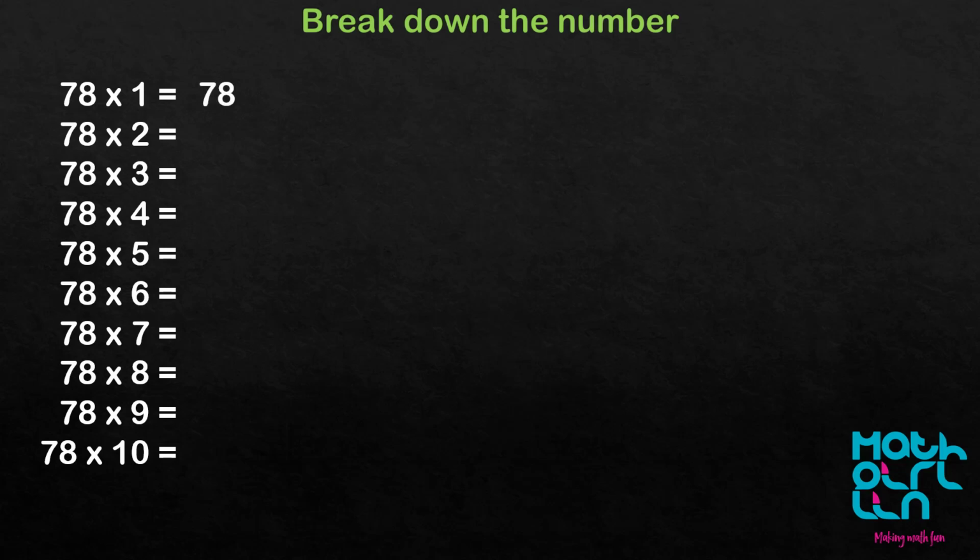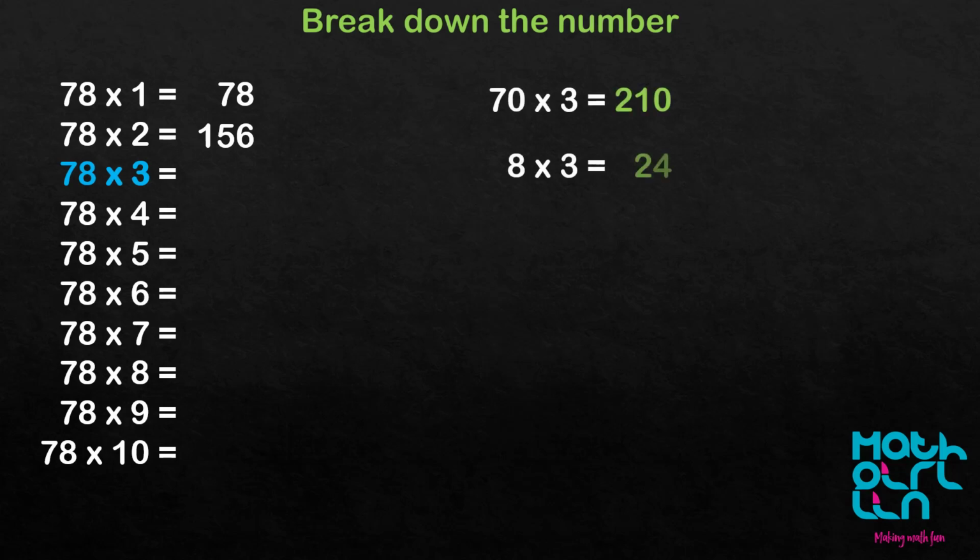78 times 2. We split the numbers into 70 and 8. Then multiply them separately by 2. Finally, add the two products to get your answer. 70 times 2 is 140, and 8 times 2 is 16. 140 plus 16 is 156. That's it. Let's quickly go through the rest. 70 times 3 is 210, and 8 times 3 is 24. 210 plus 24 is 234.